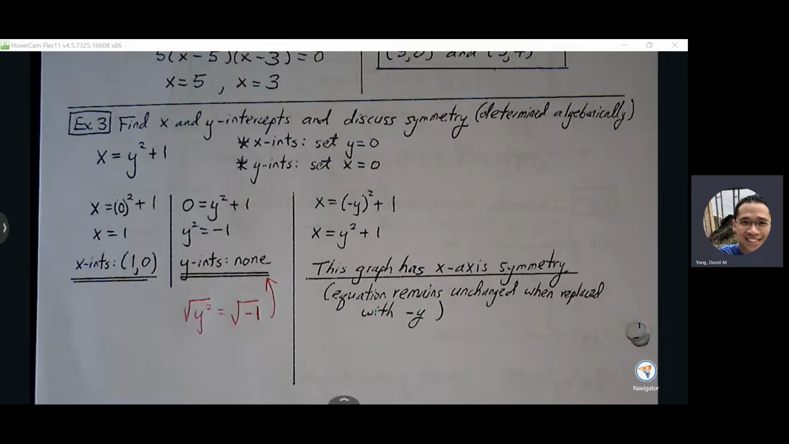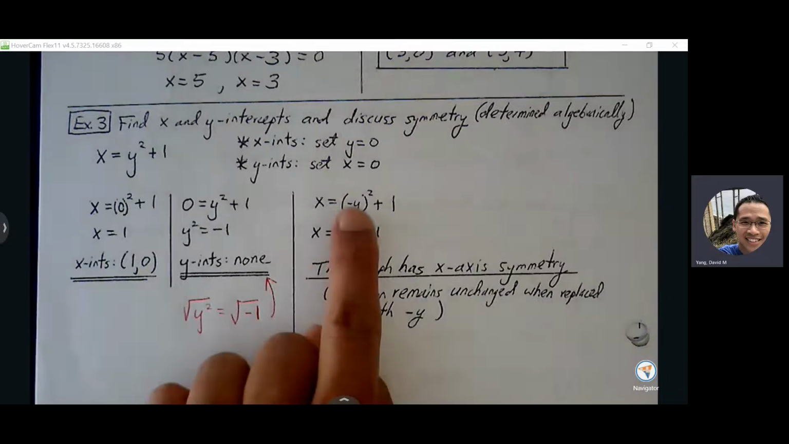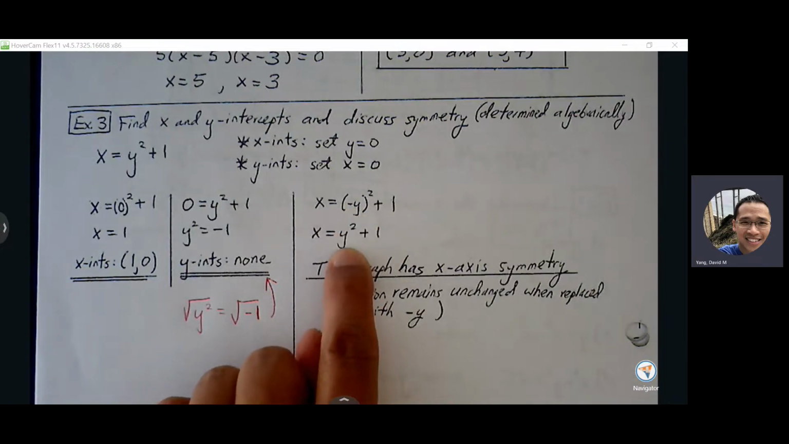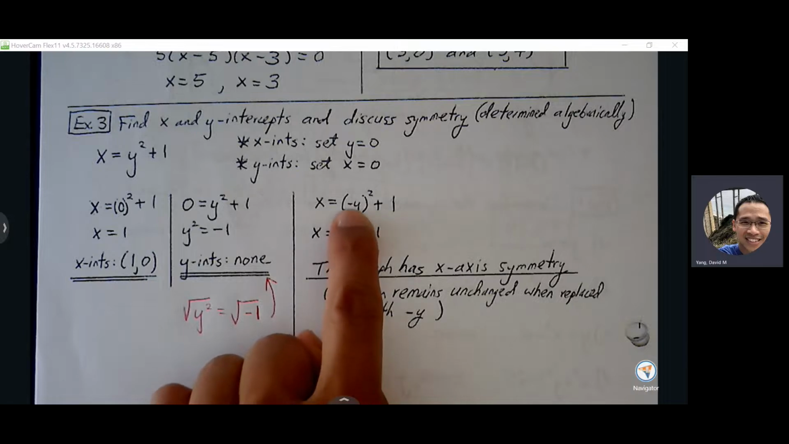What tips us off as to which symmetry it has? I'm looking at that y squared. I know that if I replace that y with negative y, it'll go away cleanly, because the square will just take care of it. Because I'm able to replace y with negative y and convince myself that I can get back to my starting equation, I know that must be x-axis symmetry.